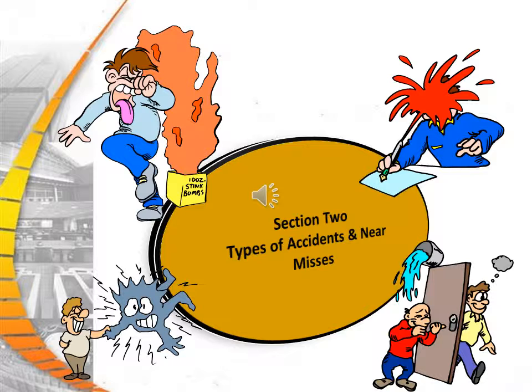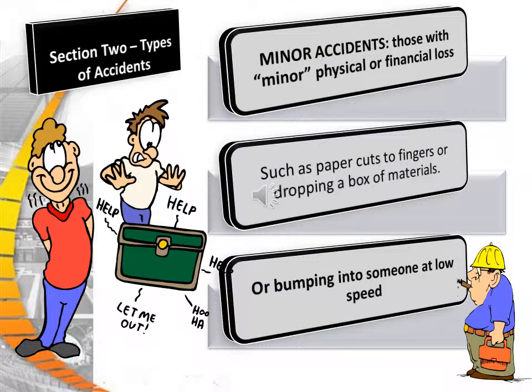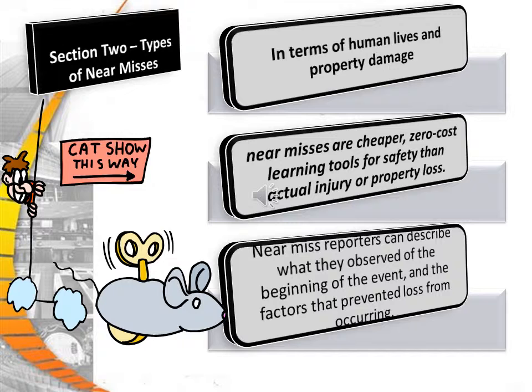Section 2. Types of accidents and near misses. Minor accidents, those with minor physical or financial loss, such as paper cuts to the fingers or dropping a box of materials, or bumping into someone at low speed. Types of near misses. In terms of human lives and property damages, near misses are cheaper, zero-cost learning tools for safety than actual injury or property loss.